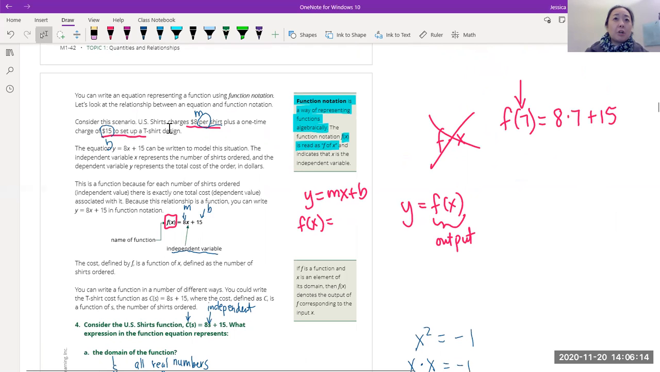So the US shirts charge $8 per shirt, plus a one-time charge of $15 to set up a t-shirt design. Okay, so if you've ever done a group buying of shirts, right? Let's say you're on the volleyball team and you guys want to make a t-shirt, right? Then they always have a base charge, usually of like $15 or whatever, to set up the design. So they have to prepare the printing, right? So that's the labor cost plus the template and all that kind of stuff. And then once they have that template down, then they can start printing out shirts.